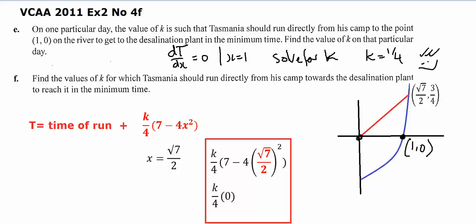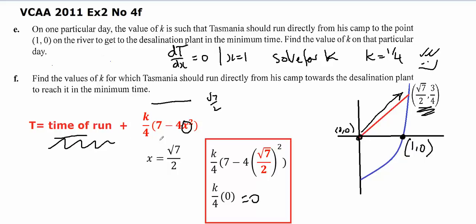in question F, they're saying you should run directly from the camp to the desalination plant. So in part F, we're running from here directly to here, and this is the value of x, √7/2. Now you'll notice that if the time for the run plus the time for the swim, if you make x equal to √7/2, √7/2 squared is 7/4, the 4s cancel, 7 minus 7 is 0. So it actually equals 0. So it really is only the time of the run.